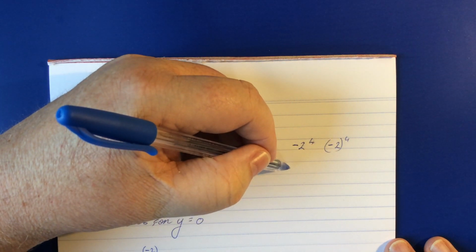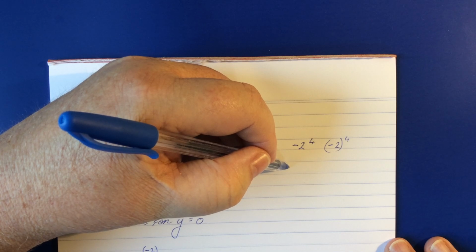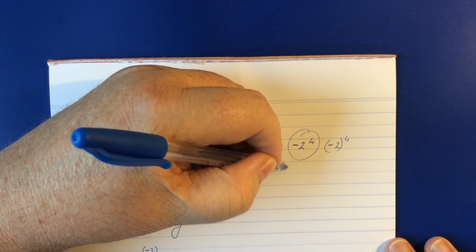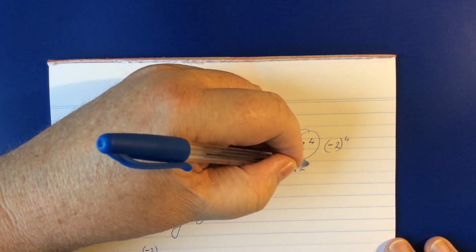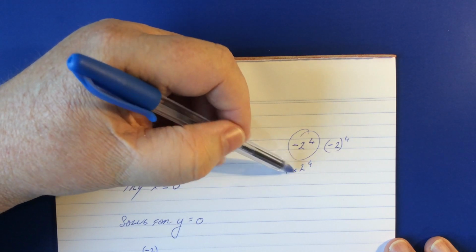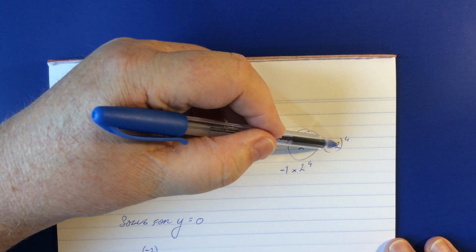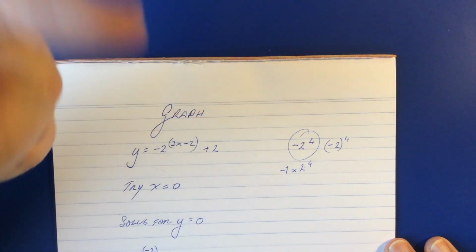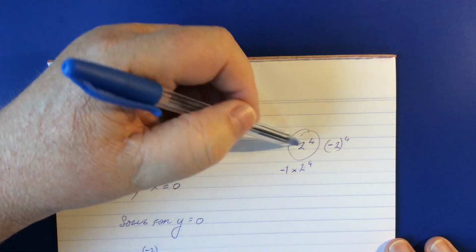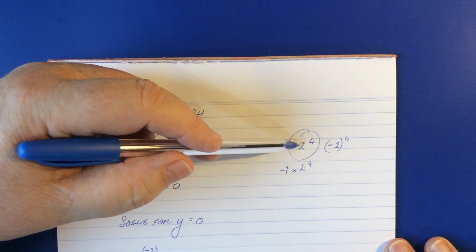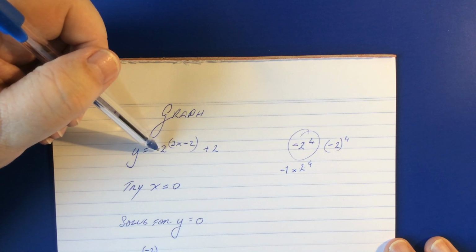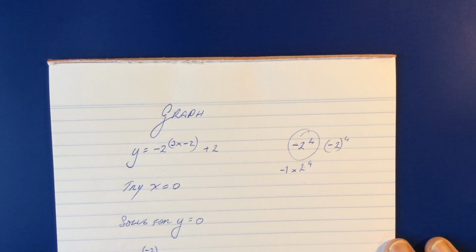So let's put it this way. We can rewrite this as negative 1 times 2 to the 4, and that maybe makes this a little bit clearer. So in fact, this is negative 16, whereas this is negative 2 times negative 2 times negative 2 times negative 2, which is positive 16. So these are different, and we're dealing with this left-hand version here. So we have to be careful. Okay, that said, let's go to work.